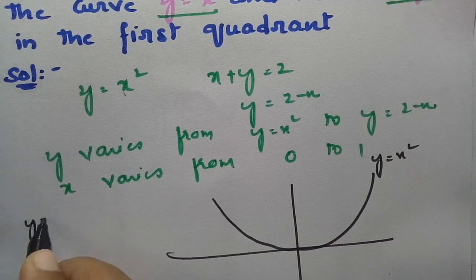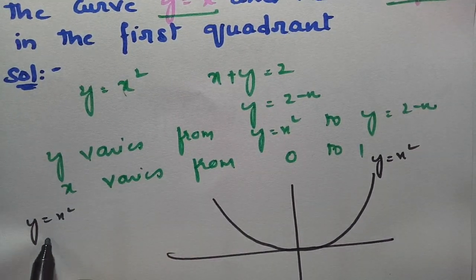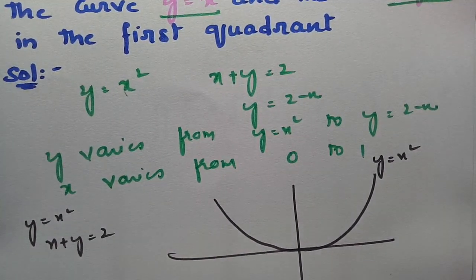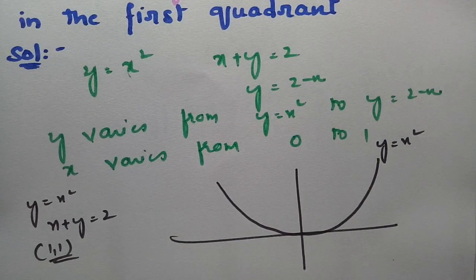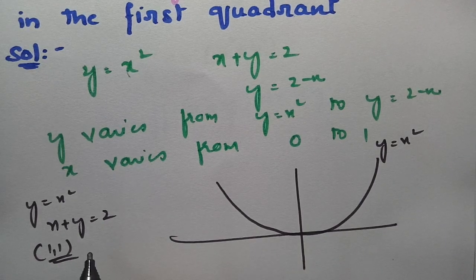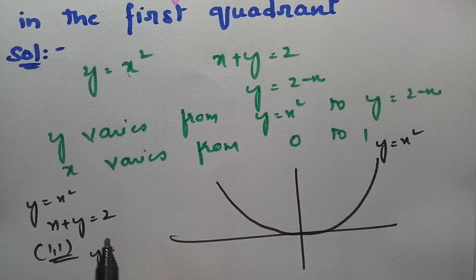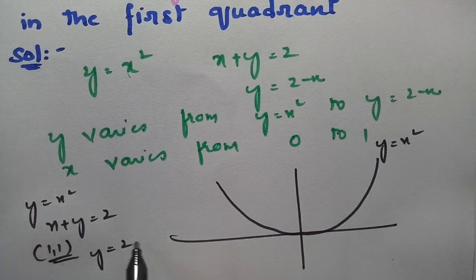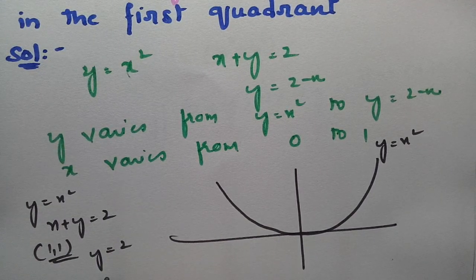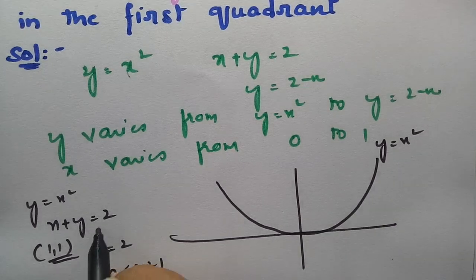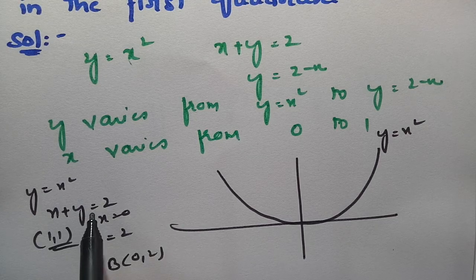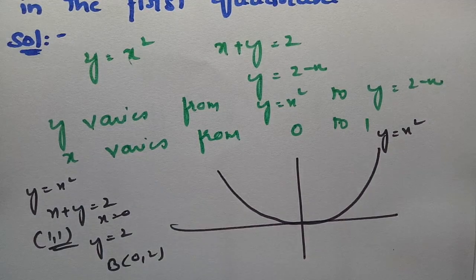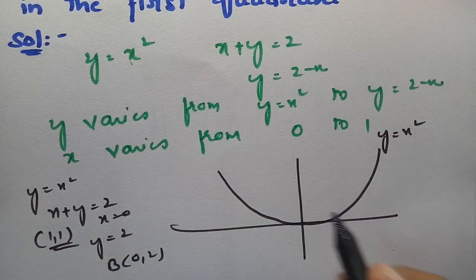See here, y is equal to x square, and here x plus y is equal to 2. In order to satisfy this, 1 comma 1 is the point. And y is equal to how much? If I keep x is equal to 0, y will be 2, and the point B is 0 comma 2. If I keep x is equal to 0, I got y is equal to 2, and in order to satisfy this equation, I have to keep x is equal to 1, y is equal to 1. Like that we have to think.